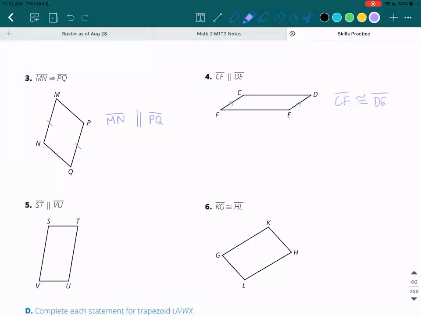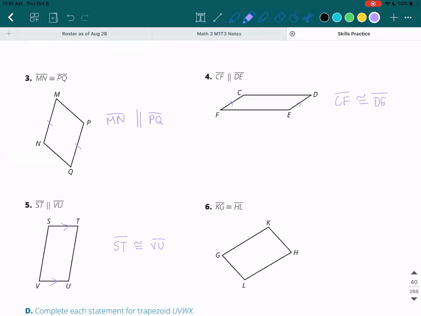We also have ST is parallel to VU. They said it's parallel, so we need to say it's congruent. Good job. ST is congruent to VU. And by the way, we are making these statements to say that therefore these are parallelograms. So if they tell us these opposite sides are parallel and we write that they are congruent, then the shape is a parallelogram. So that's what we're doing. We're proving that it's a parallelogram.